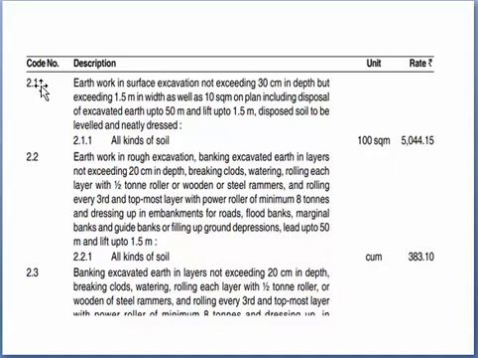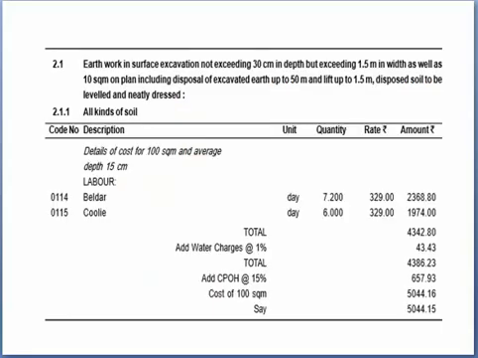When you open the DSR, you will look at item 2.1. It will be the same, the description is the same, earthwork in surface excavation not exceeding 30 centimeter and so on, and 2.1.1 all kinds of soil for unit 100 square meter, the rate is 5044.15. So this is the rate for the item, and this is the description of the item, and the bifurcation or division of this particular rate will be obtained from the CPWD analysis of rates.